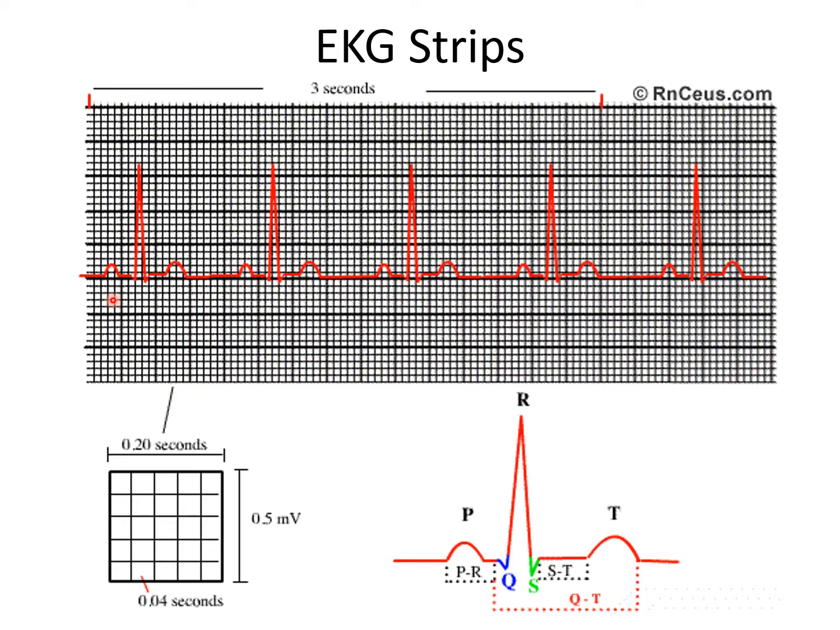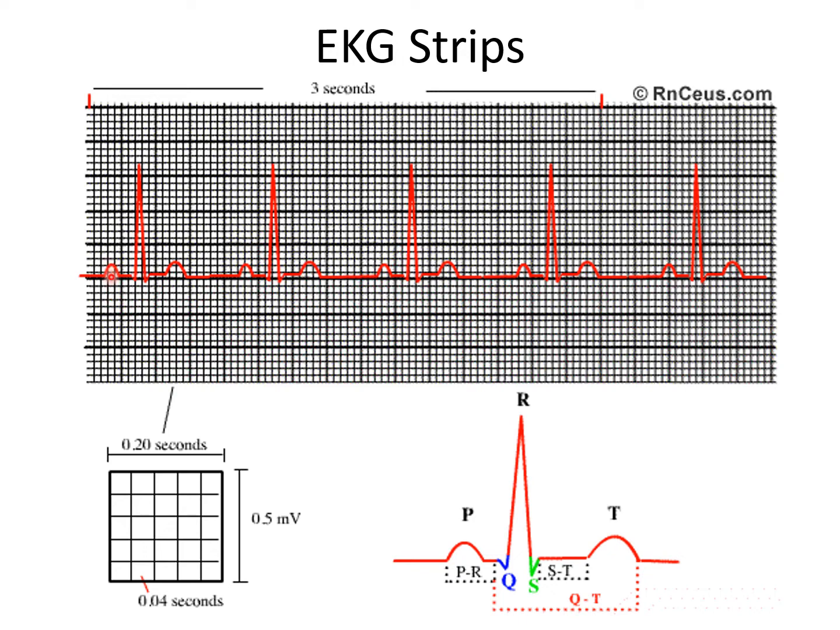The normal duration is not longer than 0.11 seconds, which is less than 3 small squares. The top of the P wave should be nice and rounded. There should be no notching or peaks in the P wave.